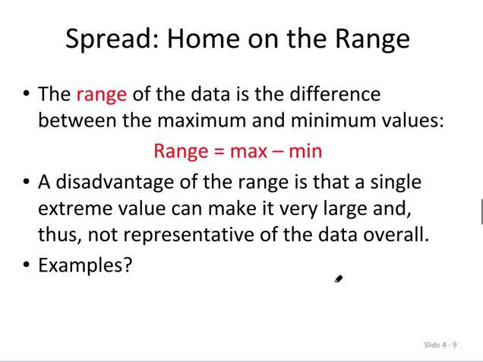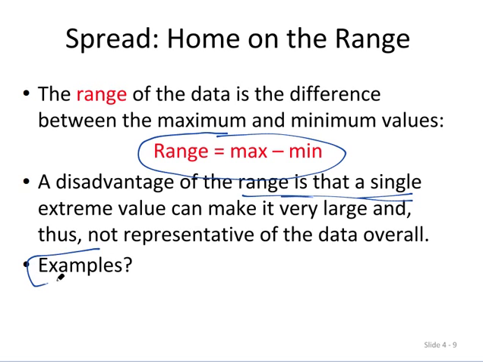Okay, so we have to talk about the range. So the range is the maximum minus the minimum data value. Okay, so the range is affected by a single piece of data. So a single extreme value can make it very large and then not representative of the data overall. So can you think of some examples?